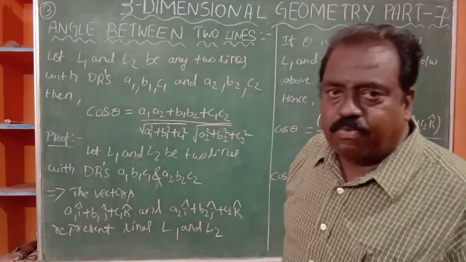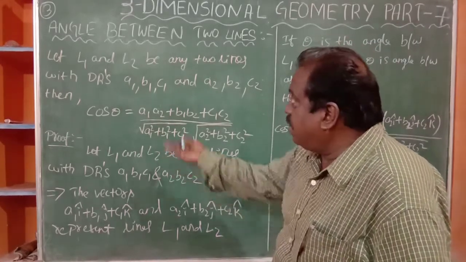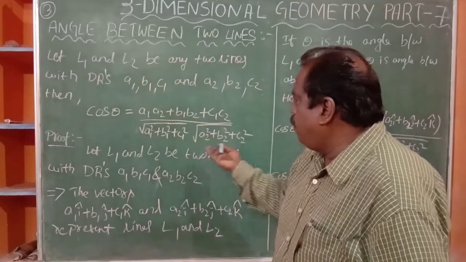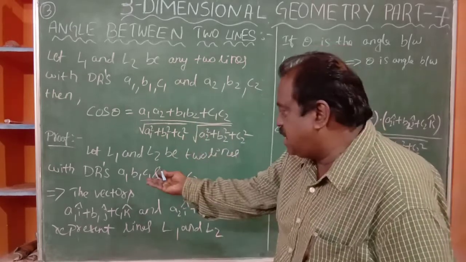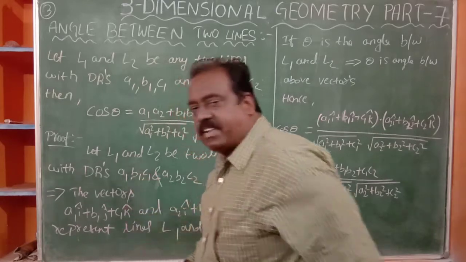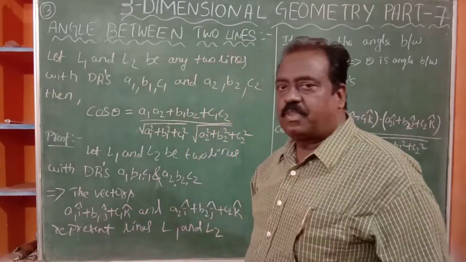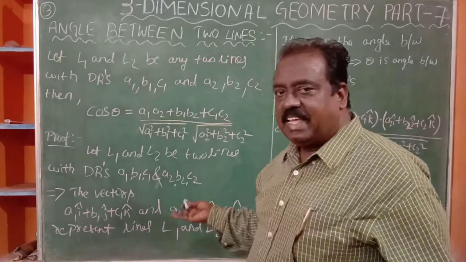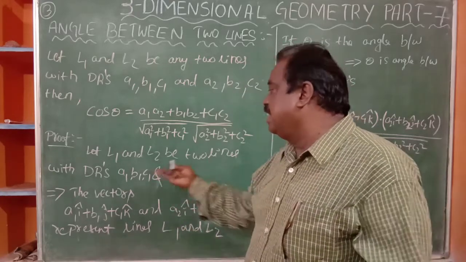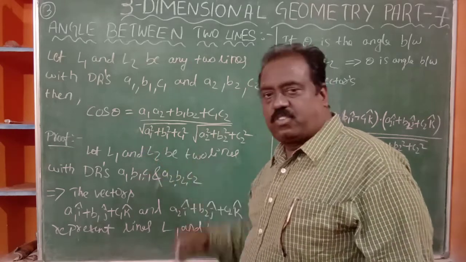Now the proof. You see, what is given in the statement: L1 and L2 are two lines with DRs A1, B1, C1, a set of three numbers, and here also A2, B2, C2, like 1, 2, 3 or 3, 4, 5. They are the DRs of the two lines.